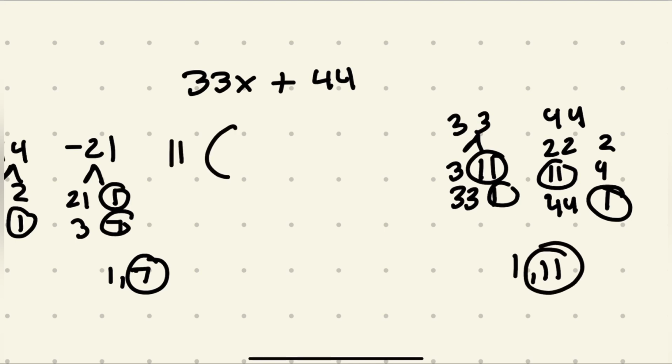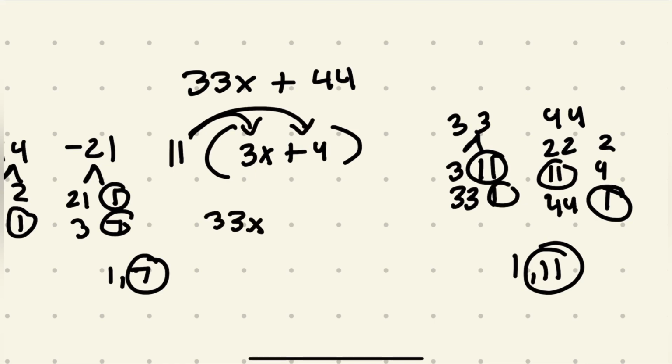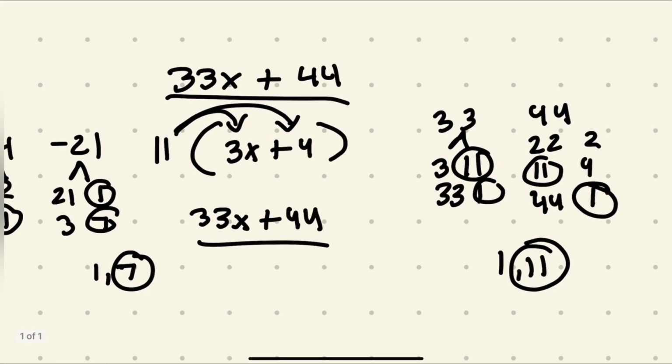33x divided by 11 is 3x because 11 times 3 is 33. We add our x. Then 44 divided by 11 is 4 because 11 times 4 is 44. Let's check by distributing. 11 times 3x is 33x. 11 times positive 4 would be 44. It matches our original expression, therefore it's correct.